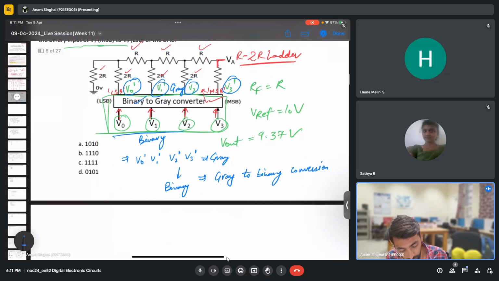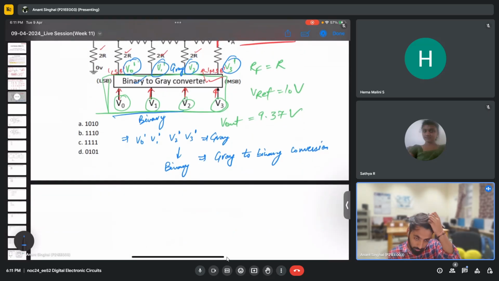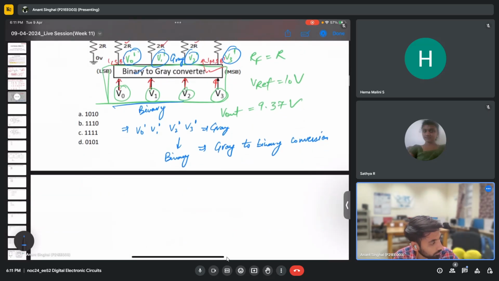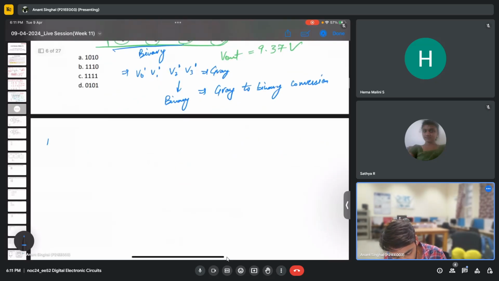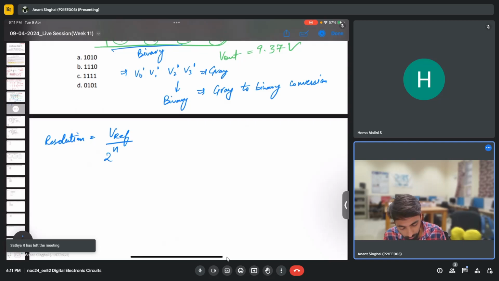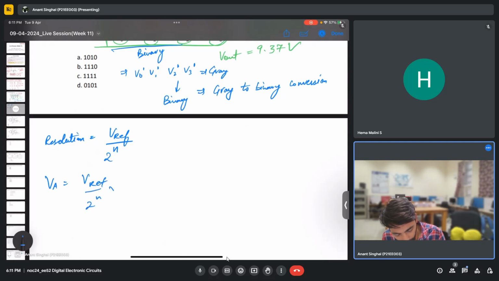Now to solve for V0 dash, V1 dash, V2 dash, and V3 dash, we'll just go with the formulas of the R2R ladder. The resolution is given by V reference divided by 2 raised to the power n, where n is the number of bits. Then we have the input voltage, or VA, which is given by this resolution times the input value, and here n is the number of bits.